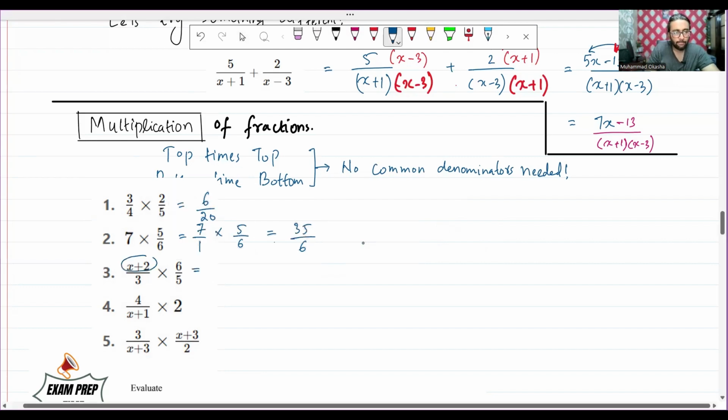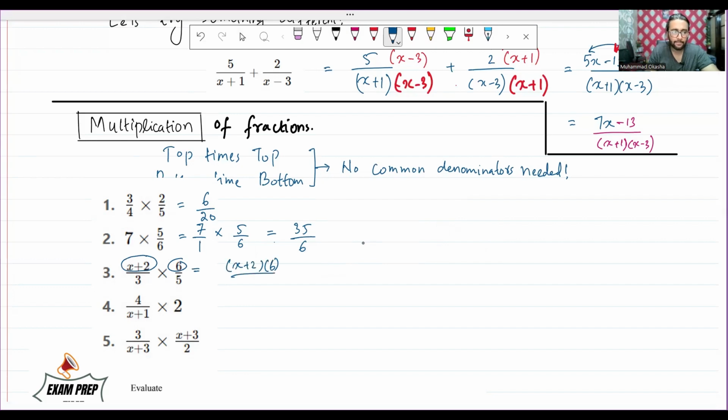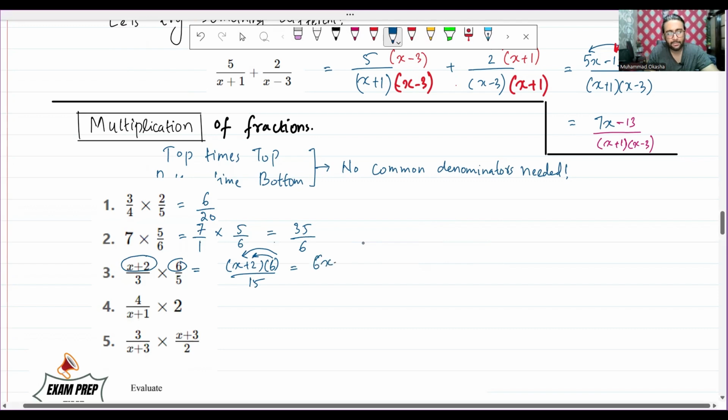This is the top and this is the top. So I'll take x plus 2 and I'll multiply it by 6, divided by 5 times 3, we know that it's 15. Now you can do the maths on top, right? 6 times x would be 6x. And so it'll be 6x plus 6 times 2 would be 12, divided by 15. I don't think it's that bad.